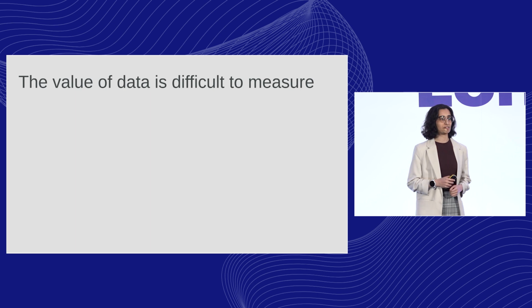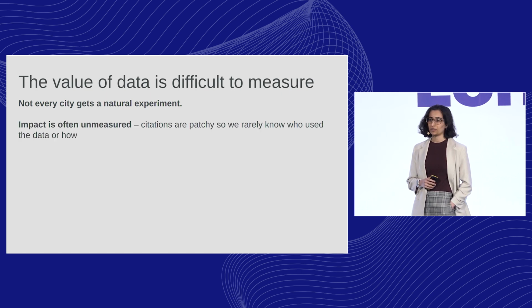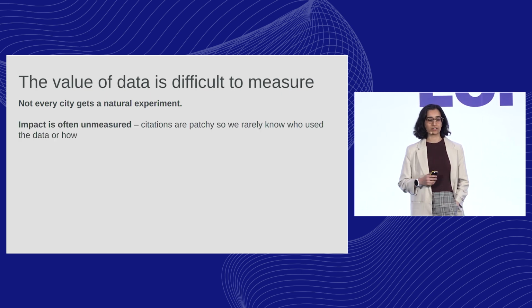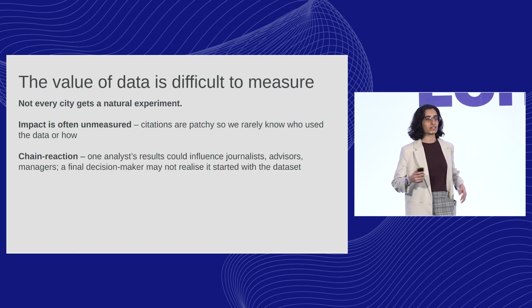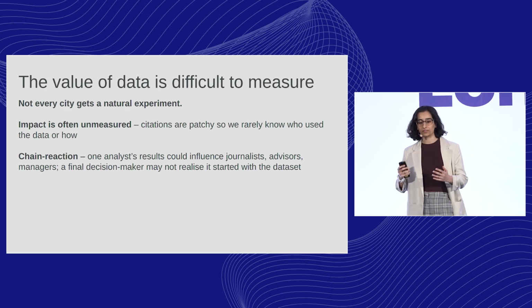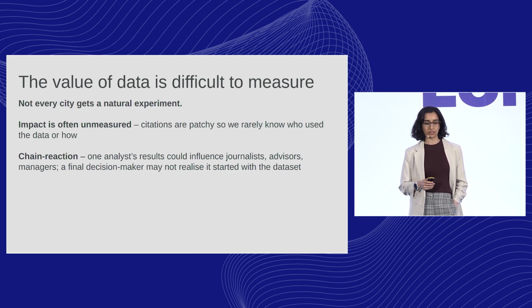But usually the value of data is quite difficult to measure. Not every city gets a natural experiment like Glasgow did. It's tricky to measure the impact of data because not everyone cites the data that informs their decisions or their thinking. There's also a chain reaction. Someone who does research might influence journalists or other scientists. That influences other advisors or managers. People read that stuff, and they don't know where exactly the initial point started.